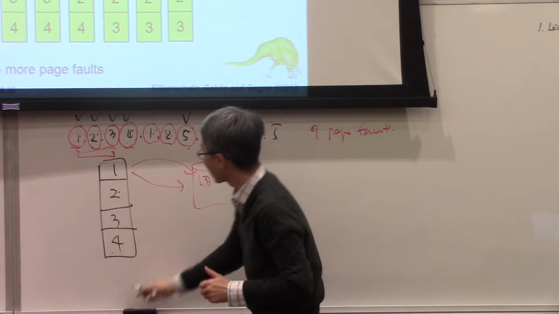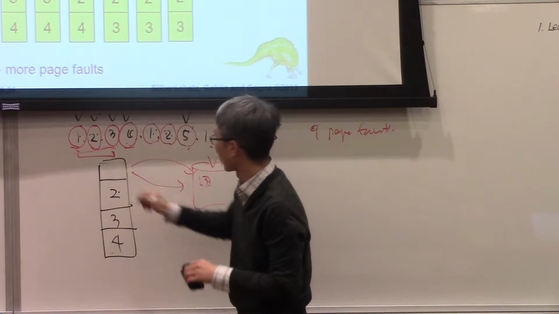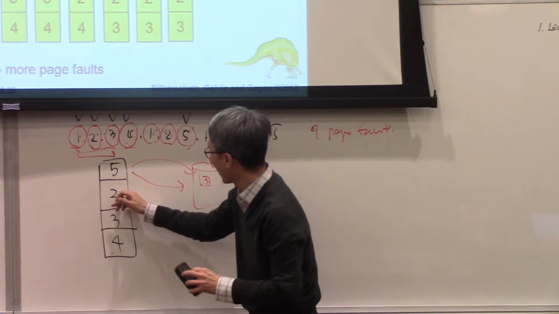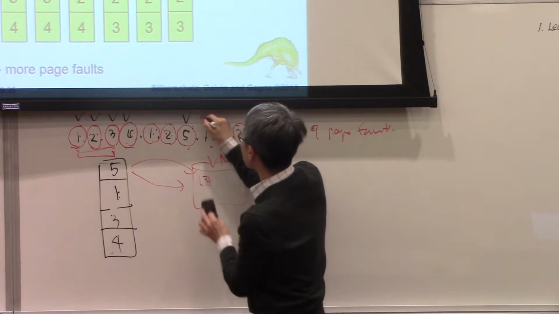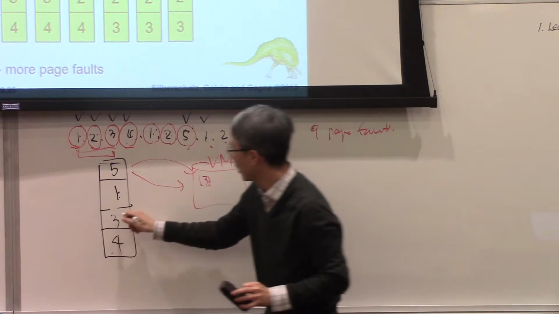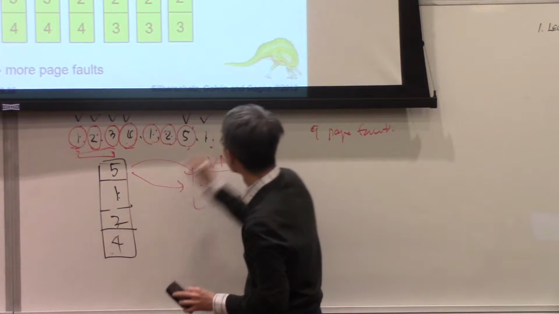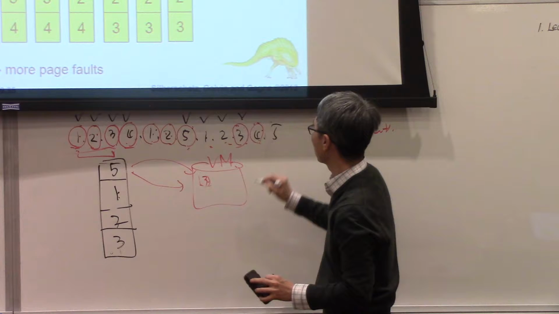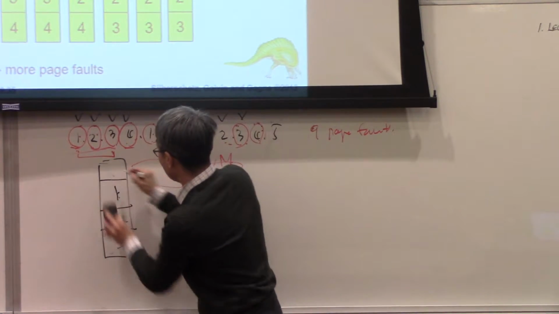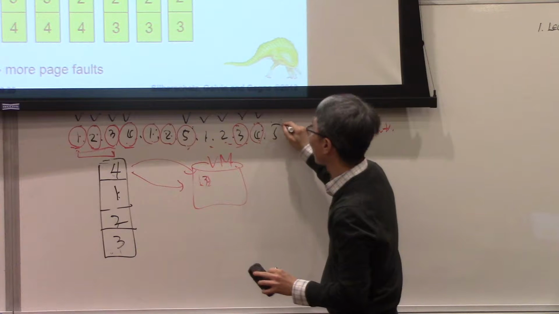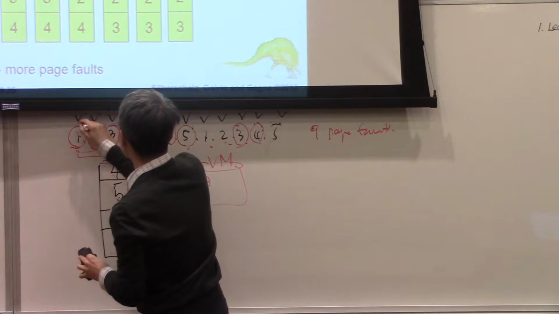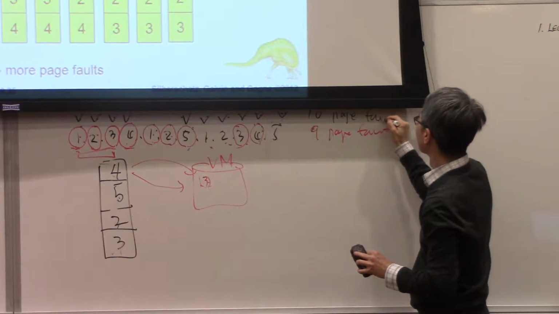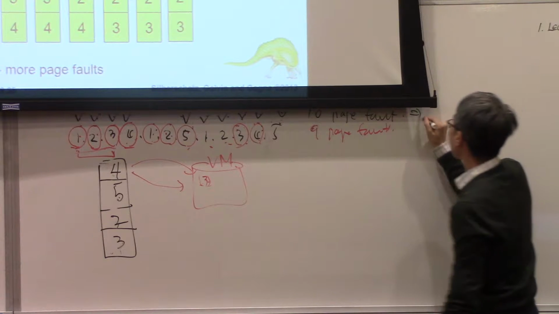5 is not here, so we decide the victim page, the first one, the 1. Okay, and the 1 is not here anymore, so this will be 1, and this will be a page fault. 2 will be the victim, and 2 is a page fault. 3 is a victim. 4, page fault, and 5, page fault. Then 1, 2, 3, 4, 5, 6, 7, 8, 9, 10. 10 page faults. So this one has the 4-page frame.